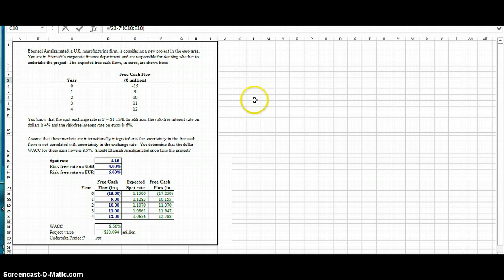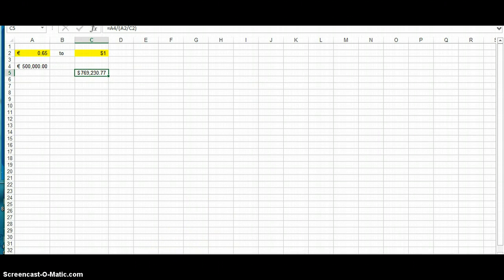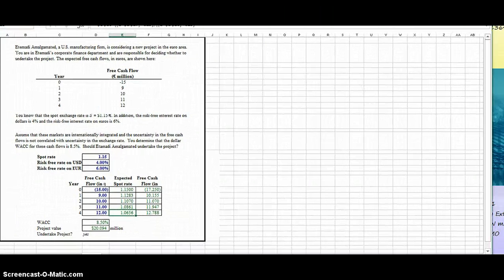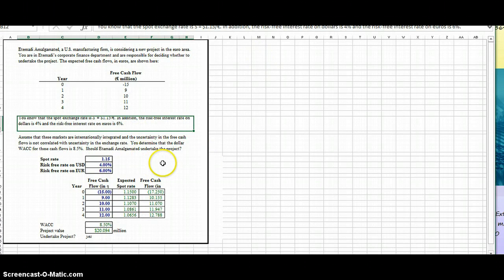These are free cash flow amounts, so you don't need to calculate free cash flow. They've done that for you. Let me get back to my problem. Okay, so they calculated free cash flow for you. That's what's going on there.